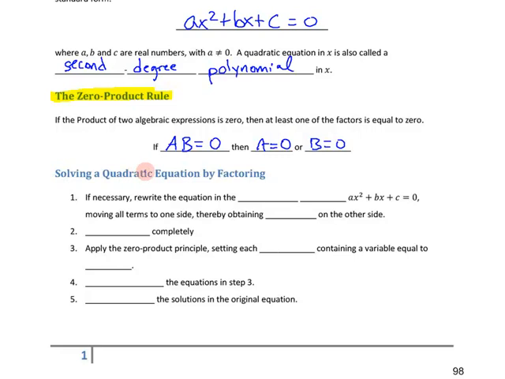So to solve a quadratic equation by factoring, if necessary, rewrite the equation in what I referred to earlier as standard form: ax squared plus bx plus c equals 0. In other words, move all the terms to one side, thereby obtaining a 0 on the other side. That's the 0 that's the key for the zero product rule. At that point, factor completely. Then apply the zero product principle, meaning set each factor containing a variable equal to 0.